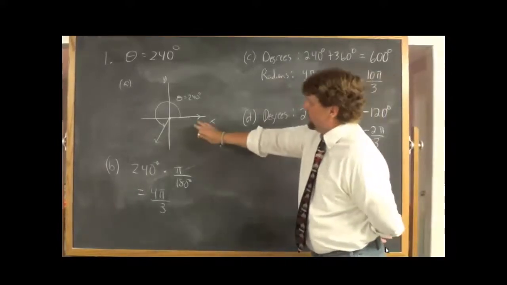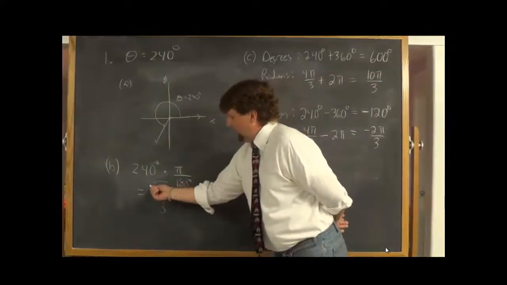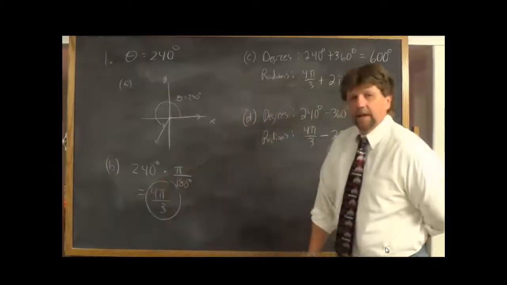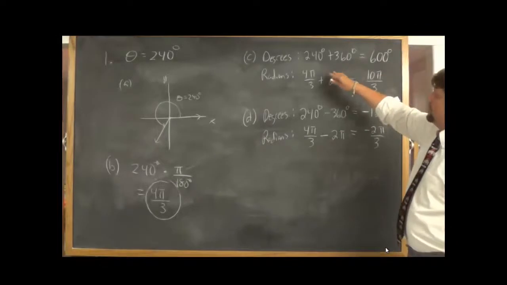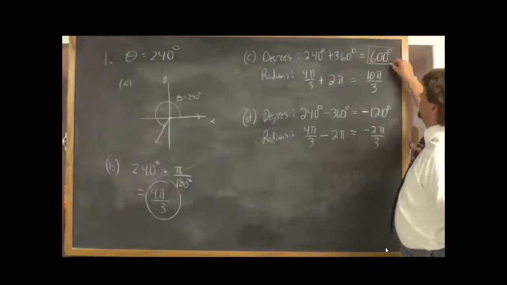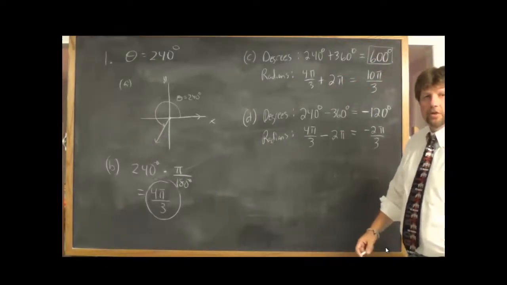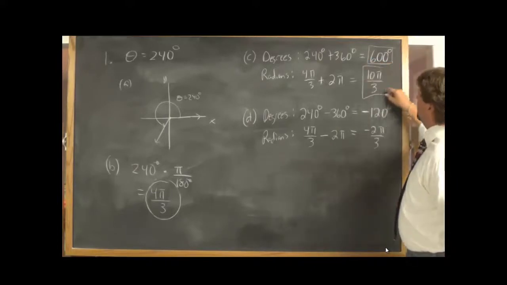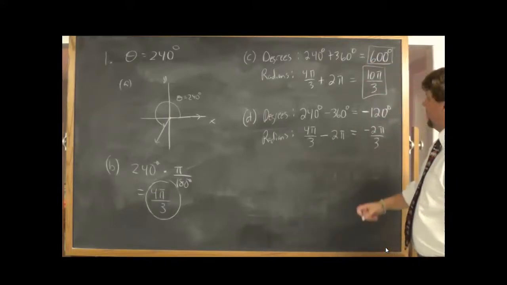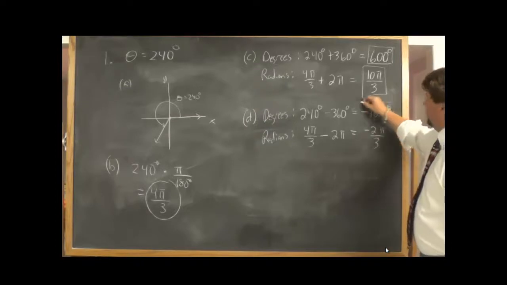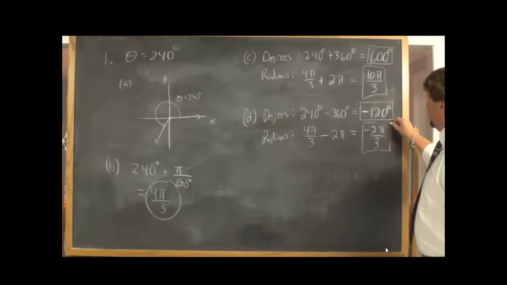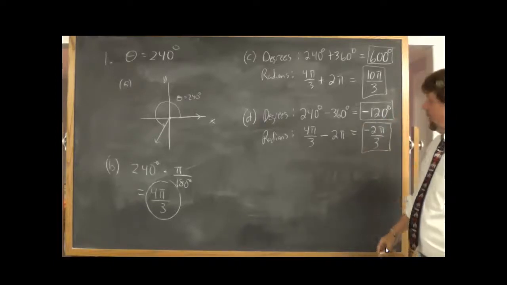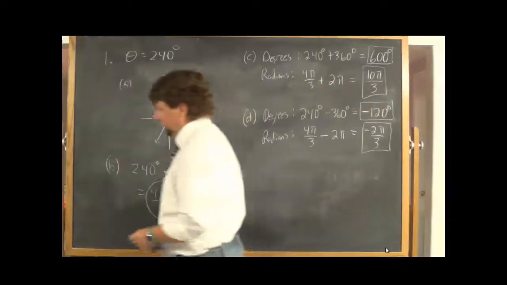So hopefully you had this sketch in 1A. Hopefully you have this as the converting the angle 240 degrees to radians. Hopefully in part C you either had 600 degrees as being a coterminal angle or 10 pi over 3 being a coterminal angle. And in part D, hopefully you had negative 120 degrees or negative 2 pi over 3 as being the negative coterminal angles.